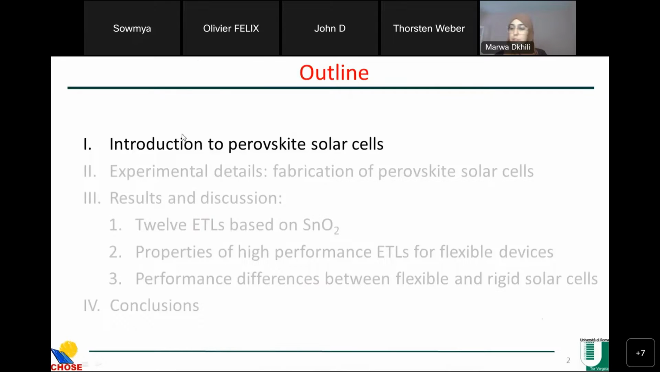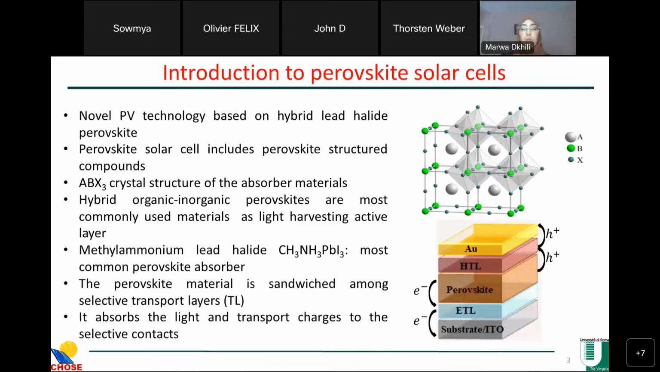Okay, my presentation is divided into 4 main parts. I would like to start with the introduction to perovskite solar cells. Perovskite solar cells are a novel photovoltaic technology based on hybrid lead halide perovskite. During the last years they caught the attention of the scientific community. It's a type of cell that includes perovskite structured compounds.